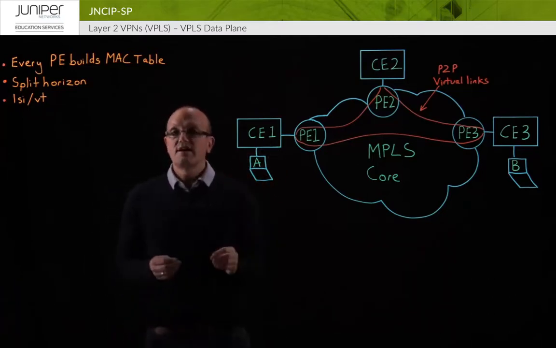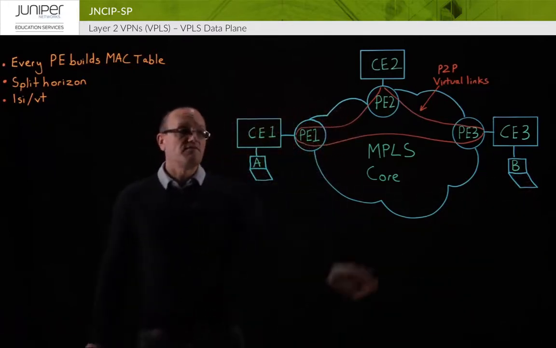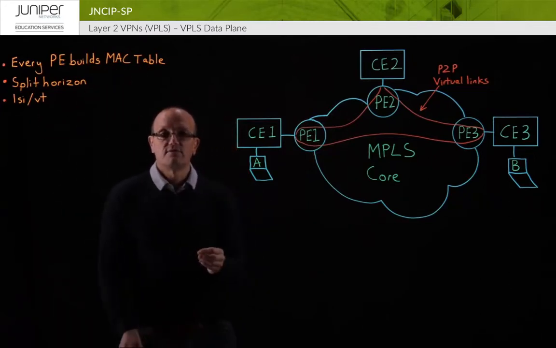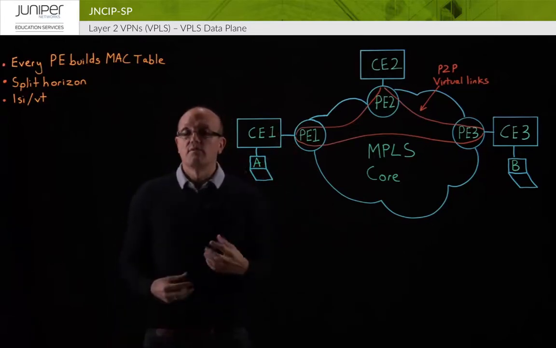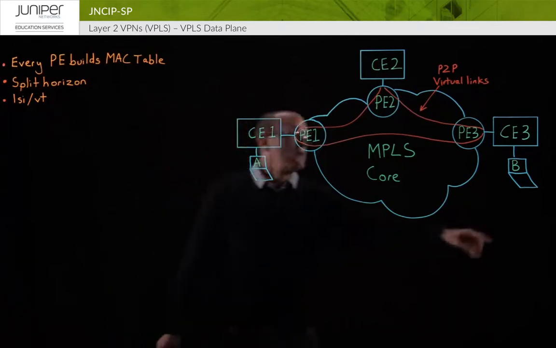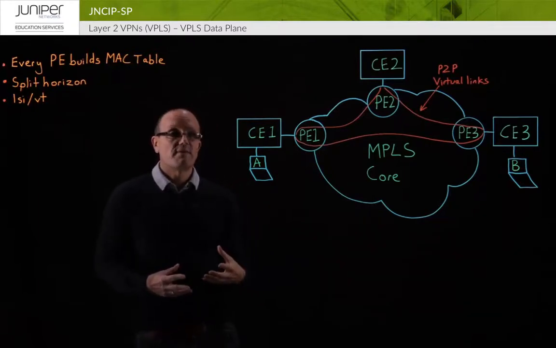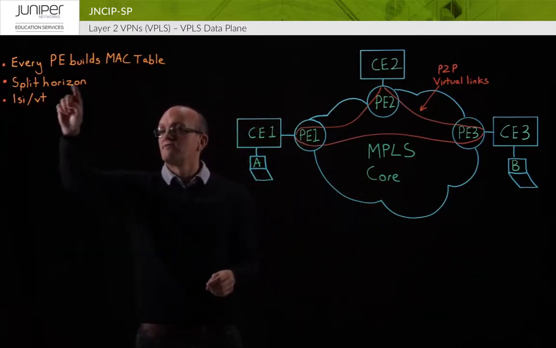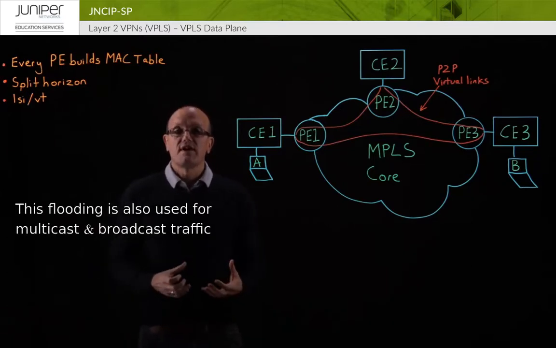So frame source MAC A, destination MAC B arrives on PE1. He now puts an entry in his MAC table associating MAC address A with the interface over which he received that frame. He doesn't know where MAC B is located, so he's going to flood the frame out in the network, obeying split horizon rules. The split horizon rules are there to help us prevent switching loops.